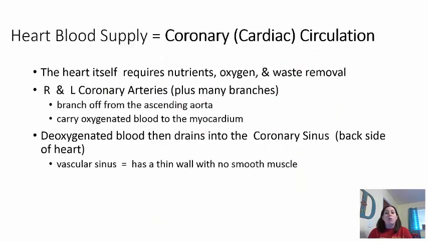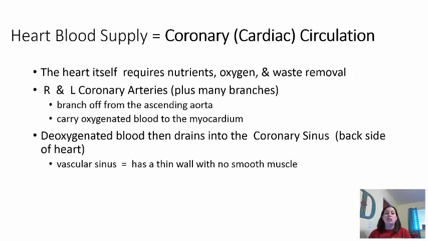So, not only do we have to get blood to the entire body itself with its tissues, we also need to be able to supply blood to the heart itself. This has its own special name, and this is called coronary or cardiac circulation. The heart itself requires nutrients, oxygen, and it needs its waste removed just like any other tissue in the body. This is so that it continues to work properly.